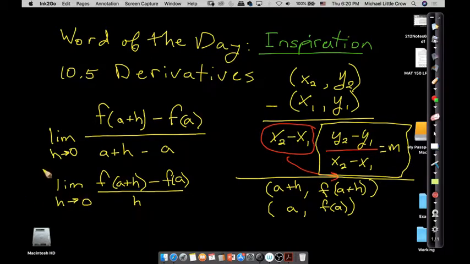This is what it means. It's just the slope that we've been working with, but now we're going to let h go to 0. Incidentally, can we let h go to 0 in that formula? No, because we can't just plug in 0, because that would give us a division by 0, and there's problems.